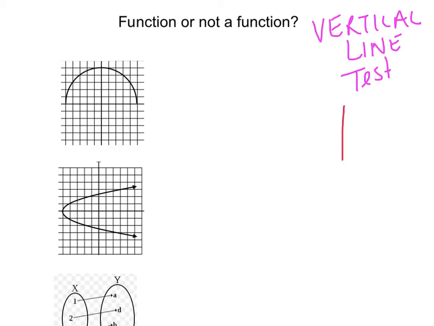So I'm going to take a vertical line, and hopefully I'll be able to move it here. Oh, and it won't let me pick it up. Let me try another one. Okay, I can pick this one up okay.